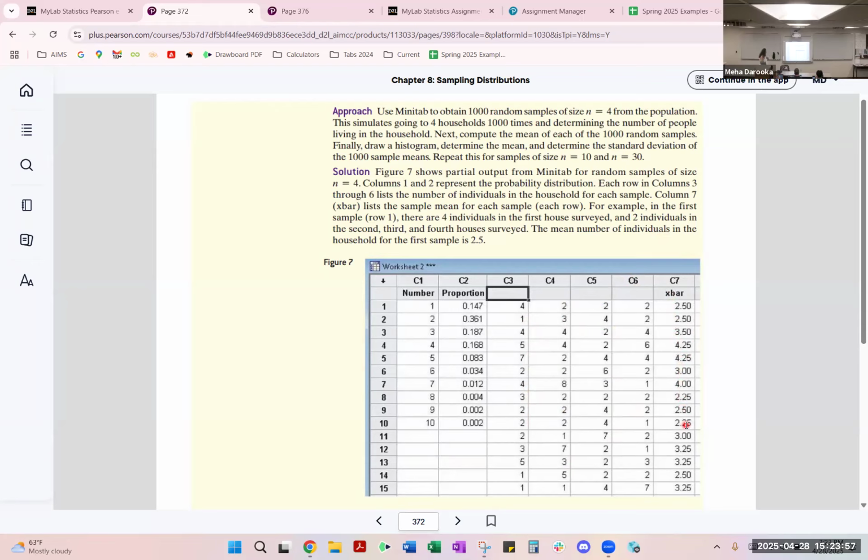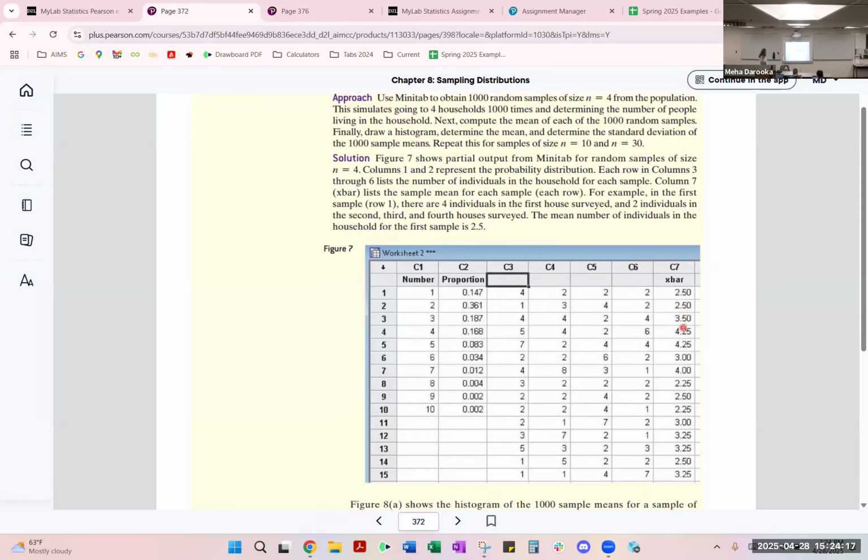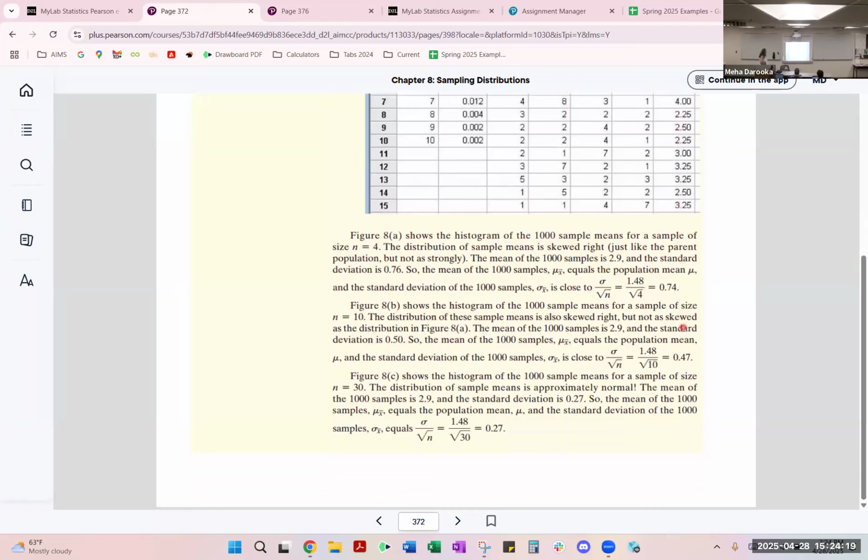So the first row, there are 4 individuals in the first house, 2 in the second, 2 in the third, and 2 in the fourth. You can see that mean is coming out to be 2.50. And then of course, you keep going horizontally. Now you've got 1, 3, 4, and 2. That also came out to be 2.5. We've got 4, 4, 2, 4 in that third row, and you've got 3.50, so on and so forth. So basically, we had a sample size of 4, we did 1,000 samples of those, and our distribution is skewed to the right, as we saw from the graph.